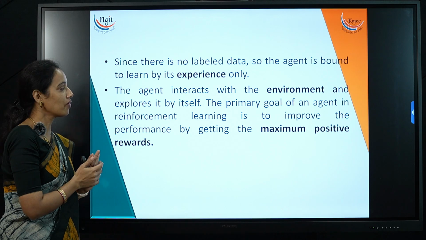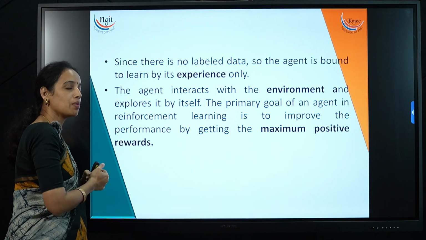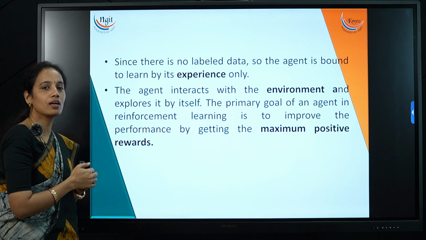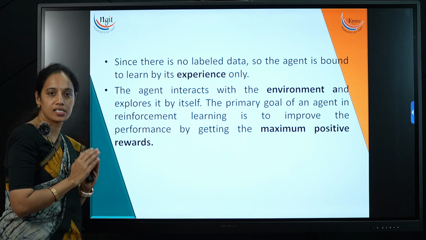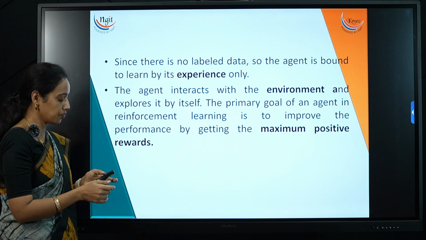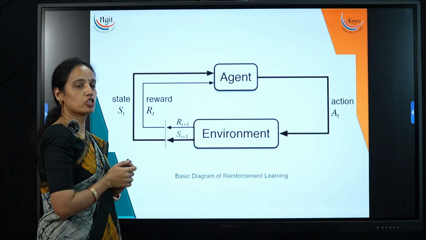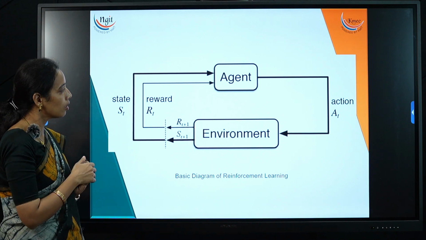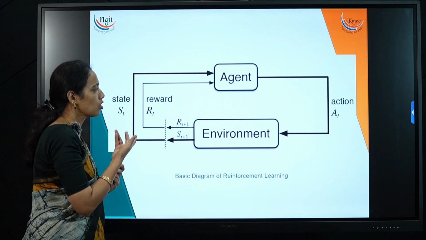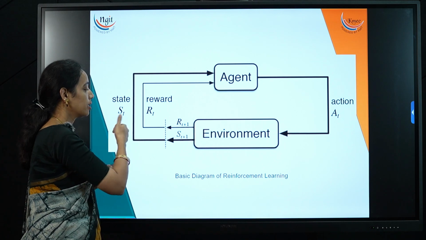The primary goal of an agent in reinforcement learning is to improve performance by getting the maximum positive rewards. So what is the final agenda of a particular agent in reinforcement learning? It has to maximize its rewards. This is just a block diagram of reinforcement learning. Here you see the elements or components of reinforcement learning: agent, environment, action, state, reward.